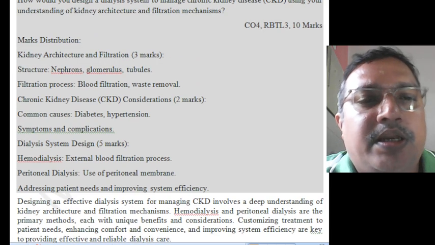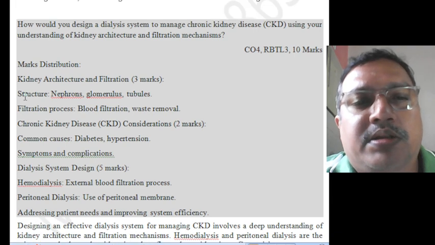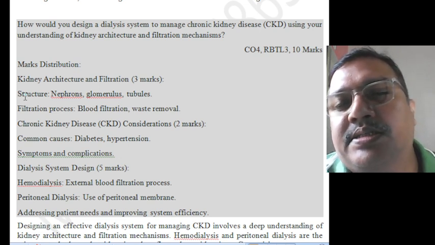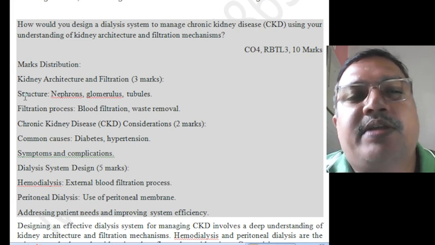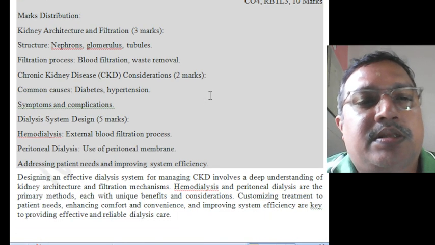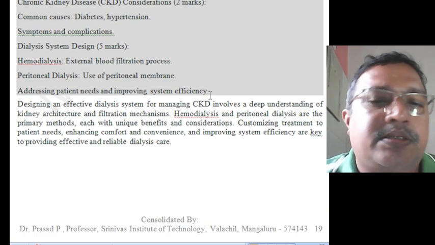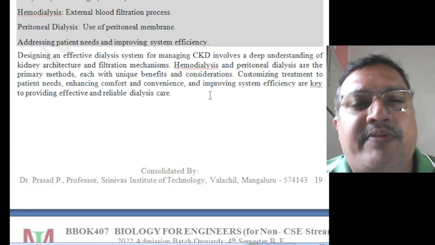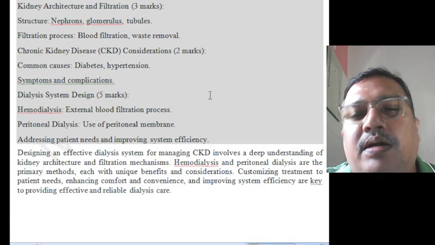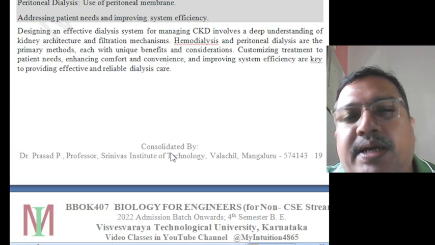So, about the question which I shared earlier: the design of a dialysis system to manage chronic kidney disease, CKD, using your understanding of kidney architecture and the filtration mechanism. Kidney architecture, the structure, the filtration process, the common causes, and symptoms are required as an answer to this. So, design an effective dialysis system for managing chronic kidney disease. It involves a very deep understanding of the kidney architecture and the filtration mechanism.